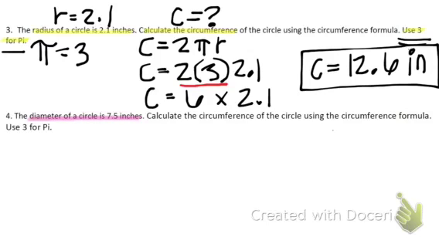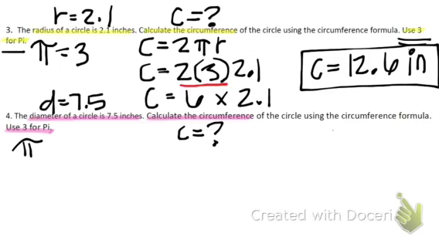Okay, in the fourth example, they give us the diameter. So this time, instead of r, we have d. So d equals 7.5. They want us to calculate the circumference, so we do not know what the circumference is. And we get to use 3 for pi. Yay, no decimals.